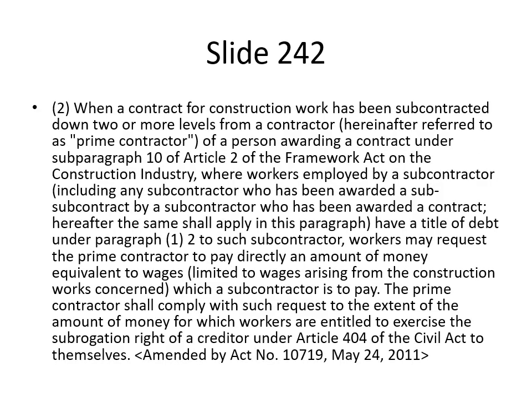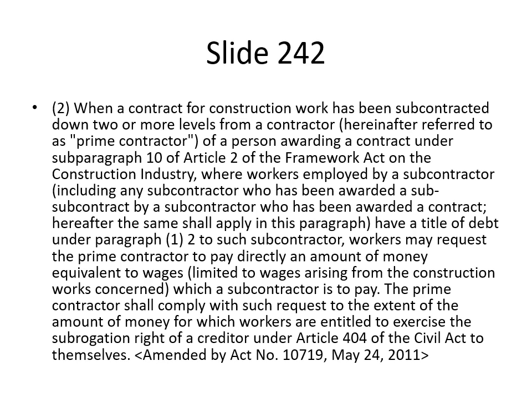2. When a contract for construction work has been subcontracted down 2 or more levels from a contractor, hereinafter referred to as prime contractor, of a person awarding a contract under subparagraph 10 of Article 2 of the Framework Act on the Construction Industry, where workers employed by a subcontractor, including any subcontractor who has been awarded a subcontract by a subcontractor who has been awarded a contract, hereafter the same shall apply in this paragraph, have a title of debt under paragraph 1(2) to such subcontractor, workers may request the prime contractor to pay directly an amount of money equivalent to wages, limited to wages arising from the construction works concerned, which a subcontractor is to pay.